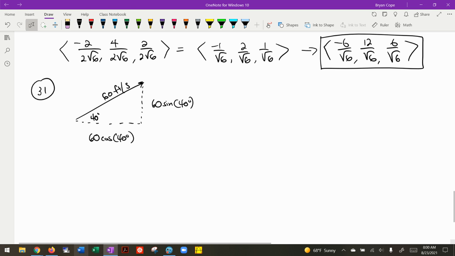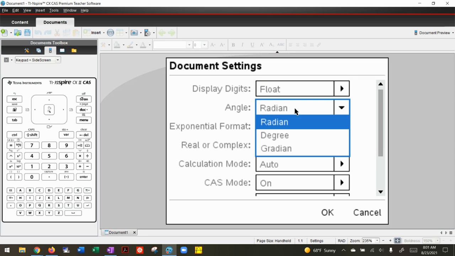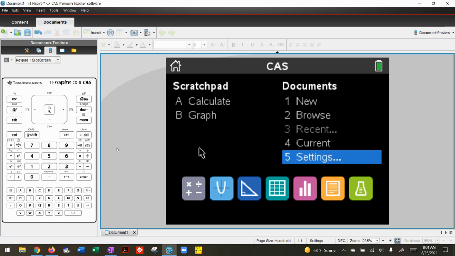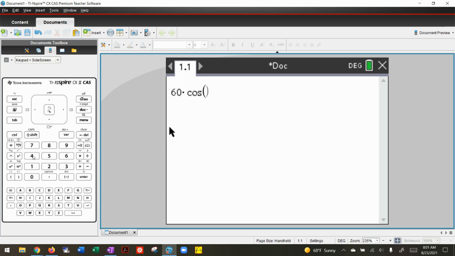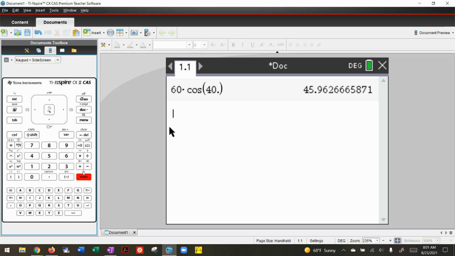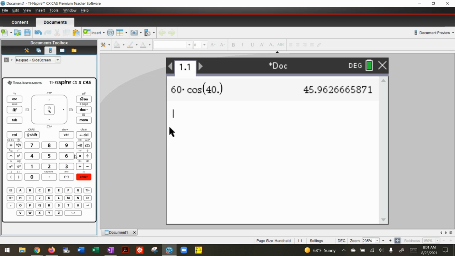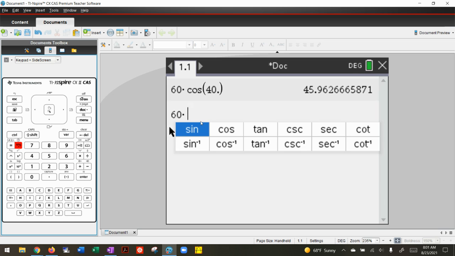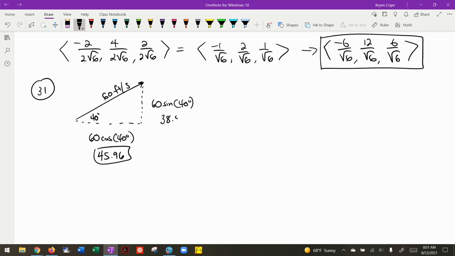And we will grab those on the calculator real quick. 60 cosine 40. Okay, so 45.96. And then 60 sine 40. So we'll do that one. 60 sine 40. And that gives us 38.57.